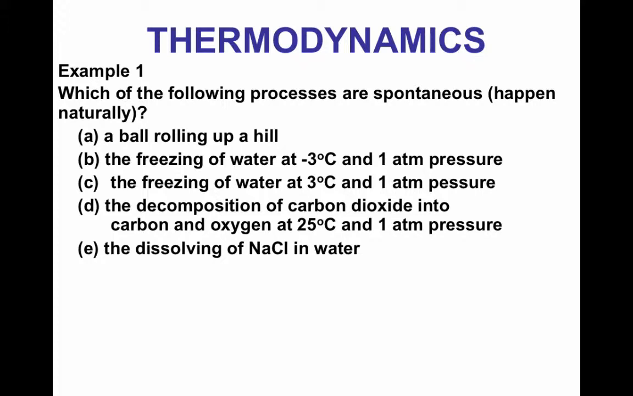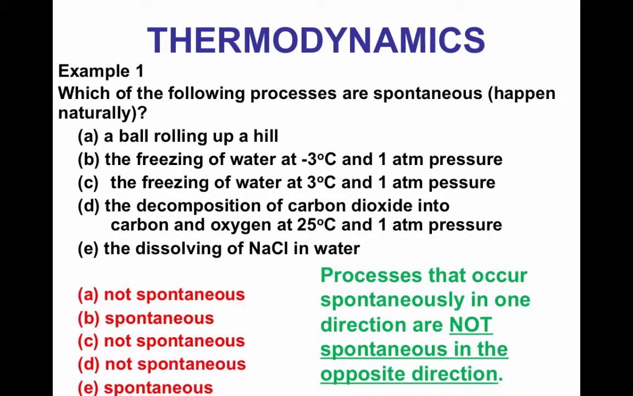And then D, the decomposition of carbon dioxide into carbon and oxygen. Think about that one. Think about if that would be spontaneous or not. And then E, the dissolving of NaCl in water. So like we said, A is not spontaneous, B is spontaneous, C is not. And I want to focus on D and E.